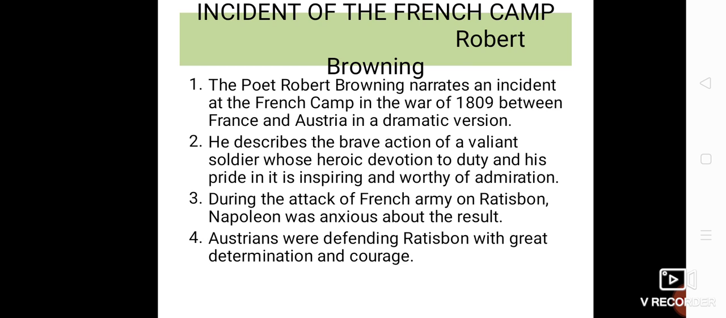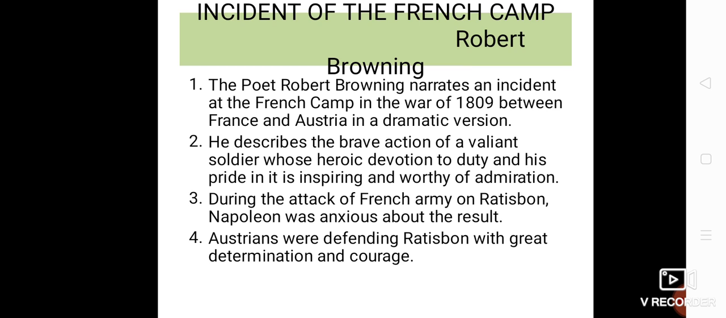He describes the brave action of a valiant soldier whose heroic devotion to duty and his pride in it is inspiring and worthy of admiration. So the complete explanation of this particular poem is all about a brave soldier, how he acted, how he approached himself, how he carried himself. This is what the entire poem is. Who is that heroic, devoted, valiant soldier?